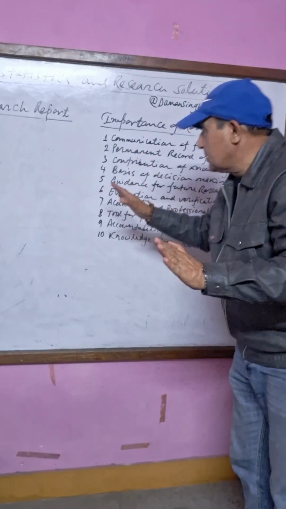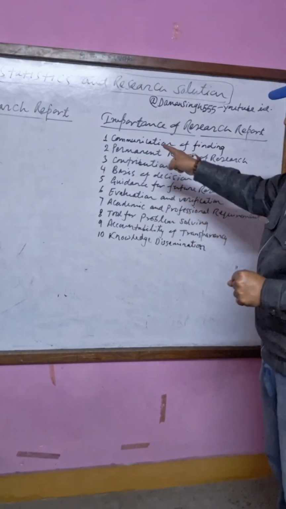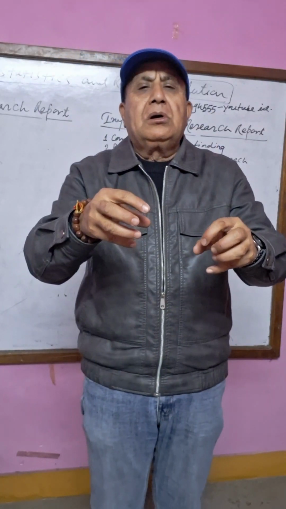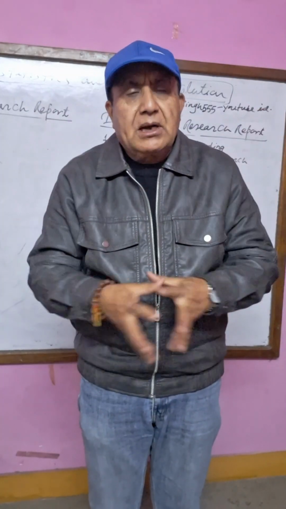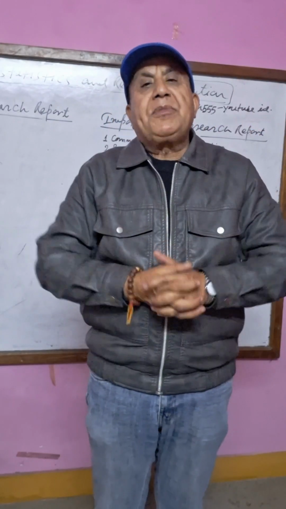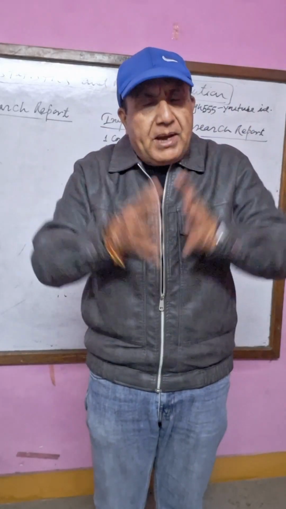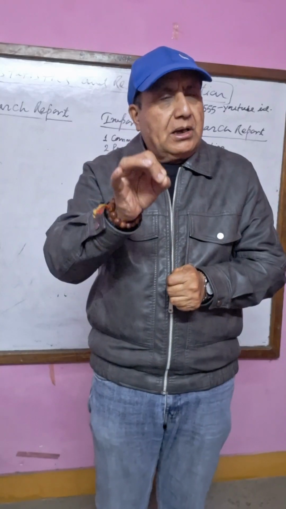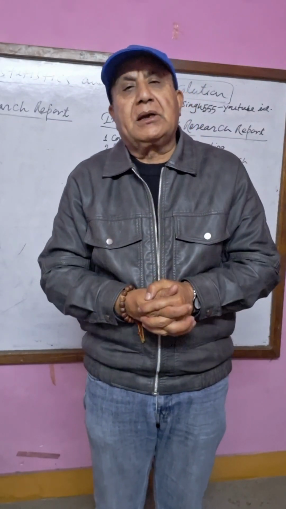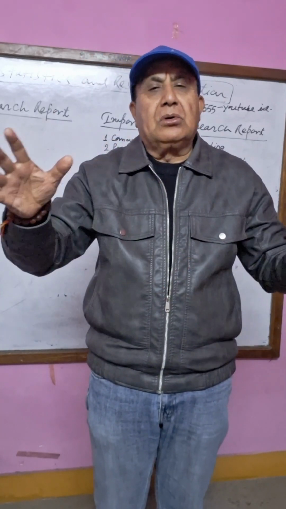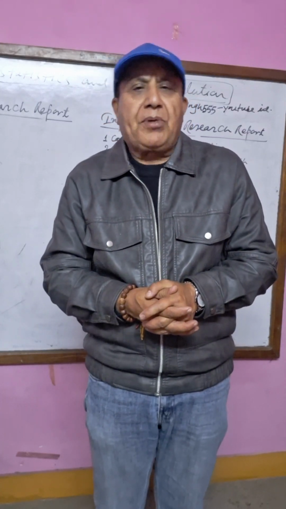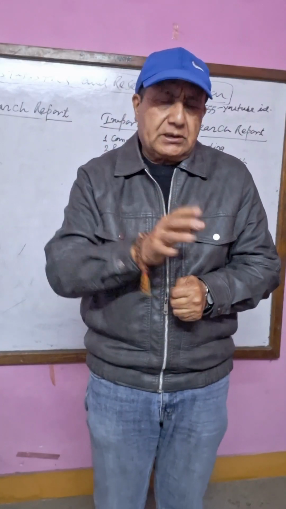Okay, so the first importance of report writing is communication of findings. Communication of findings means what you find out, what the result of your research is, that we can communicate to different people. We make them familiar with our findings, and with the help of a research report we can communicate the findings of the research to different people. Without a research report we cannot communicate our findings to different people. One of the main objectives of a research report is that one.